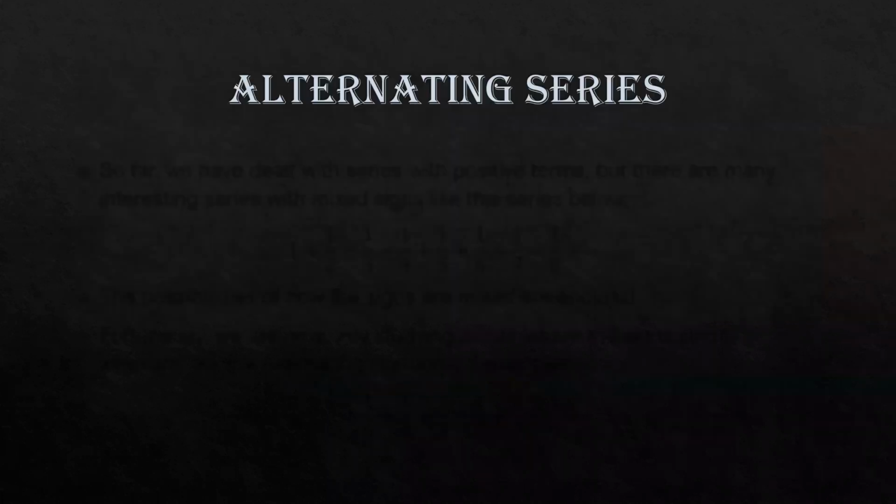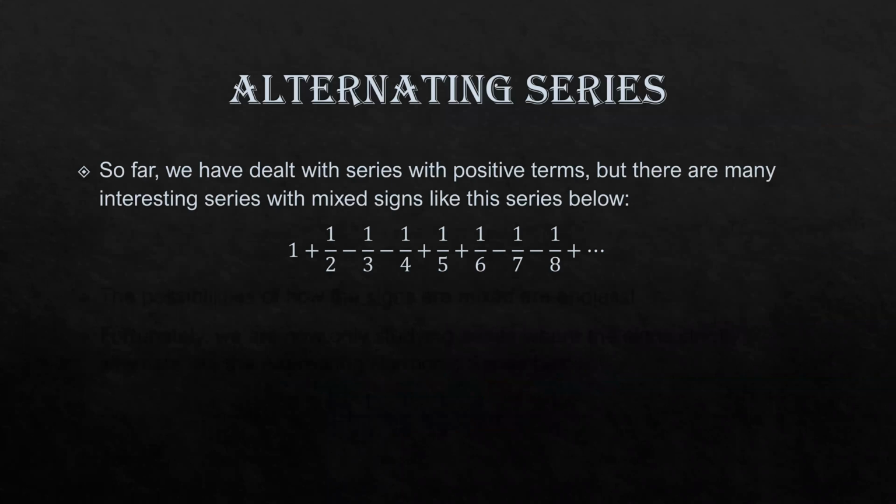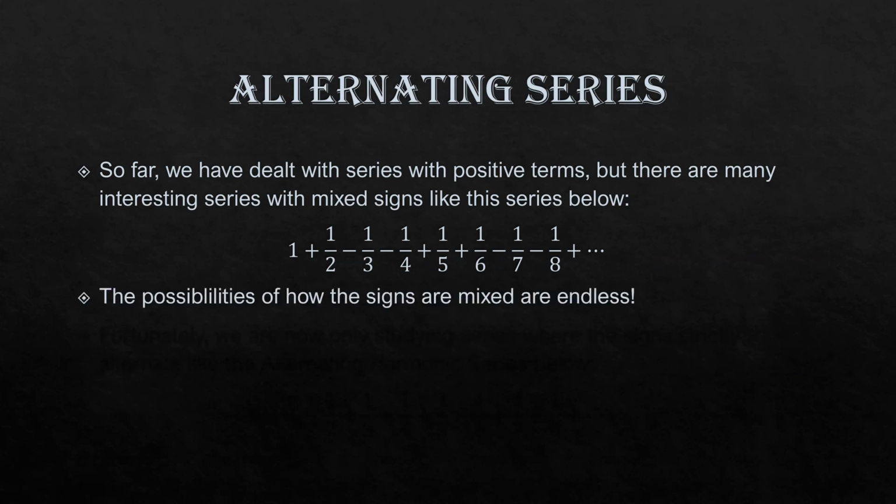Okay, so far, we have dealt with series that have positive terms, but many of the interesting series have mixed signs in them, like this one, right? Plus, minus, minus, plus, plus, minus, minus, right? Now, the possibilities of how these signs are mixed up are infinite, because we have an infinite series. And so how many combinations can you make with these signs? Many. All right. But you know what? Unfortunately, we don't have to deal with all of those possibilities.